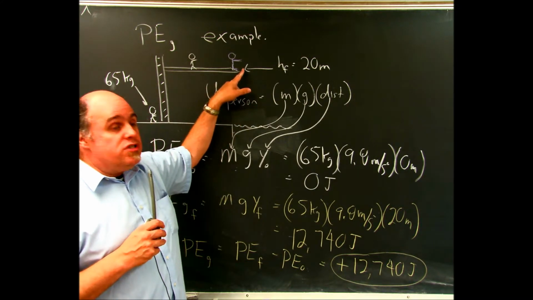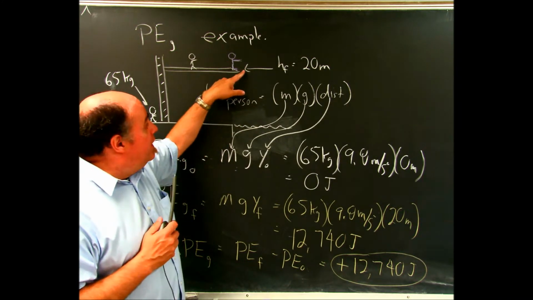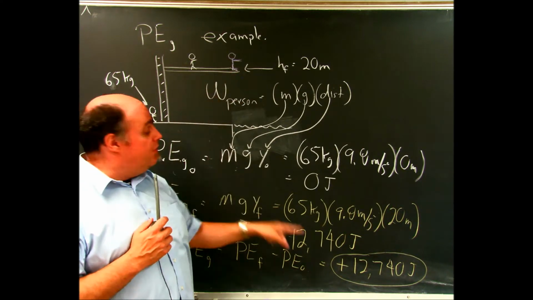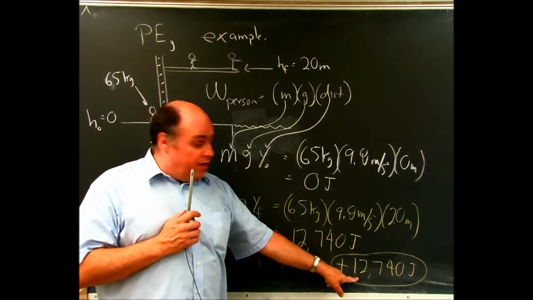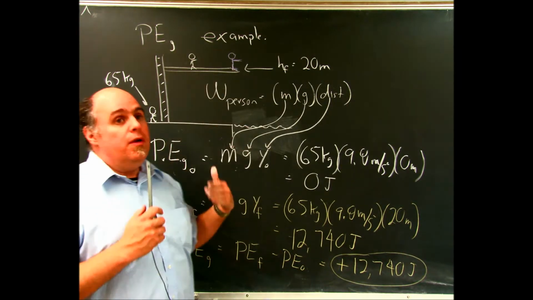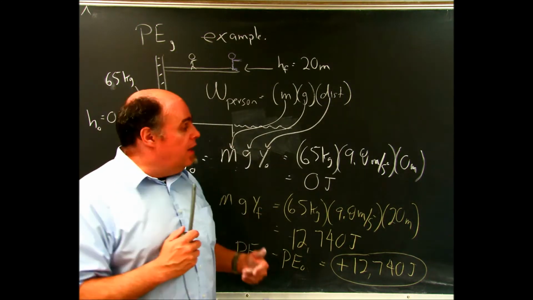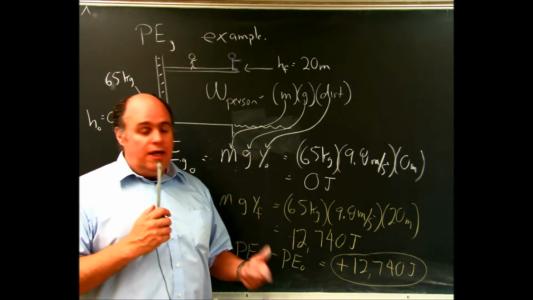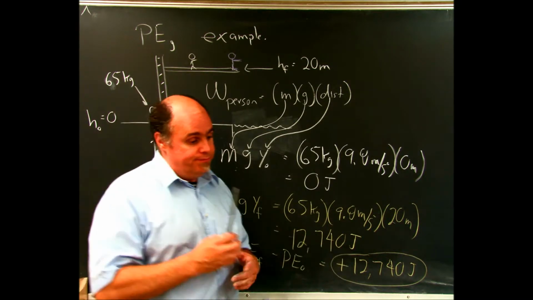So when this person steps off that board, we're going to find out that they're going to have 12,740 joules of kinetic energy. They're going to hit the water with a speed. They're going to be moving, and the energy of motion is called kinetic. They'll have that much kinetic energy.